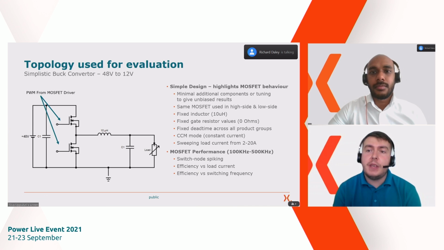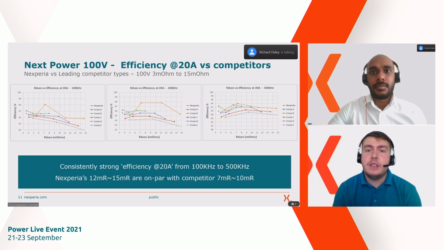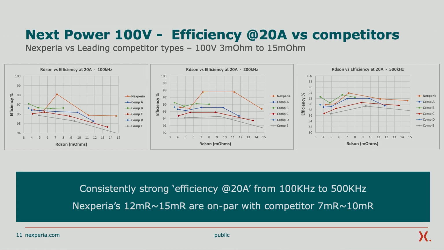The first one we're going to be looking at is efficiency versus load. What we can see here is that we've got the resistance of our products and the competitor equivalents across the x-axis, and on the y-axis is the efficiency that we recorded during the testing. But we've also looked at frequency. We've been sweeping the frequency from 100 kilohertz to 500 kilohertz. And what we've noticed is that the Nexperia products have been finely tuned to have efficiency either comparable or slightly better than some of the competition on the market.